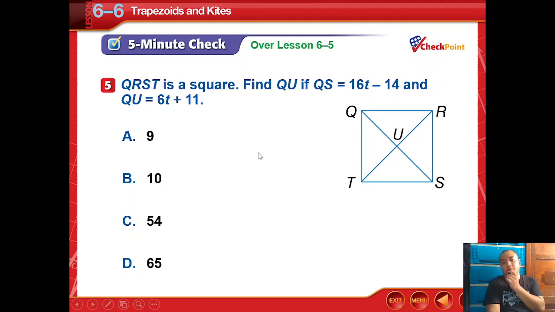16t minus 14 is equal to 2 times 6t plus 11. Maybe we can do it like that. So 8t minus 7 equals 6t plus 11. 8t minus 6t, then 11 plus 7 is 18. 18 divided by 2 is 9. So when t is 9, 9 times 6 is 54, plus 11 is 65. Right? 65 is the measure of QU.